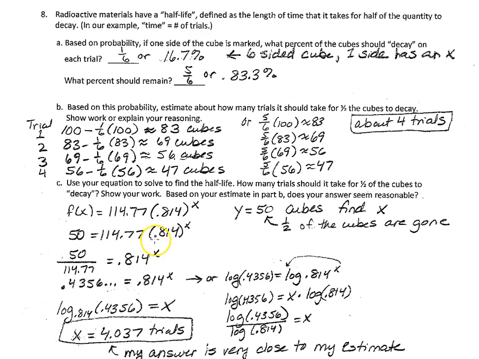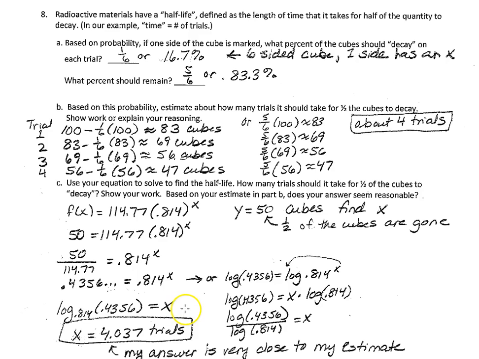So using my equation, how long does it take to get down to 50? Setting the equation equal to 50, I divide by the coefficient, then calculate that number. Now I have an exponential equation, so I use logs to solve it.